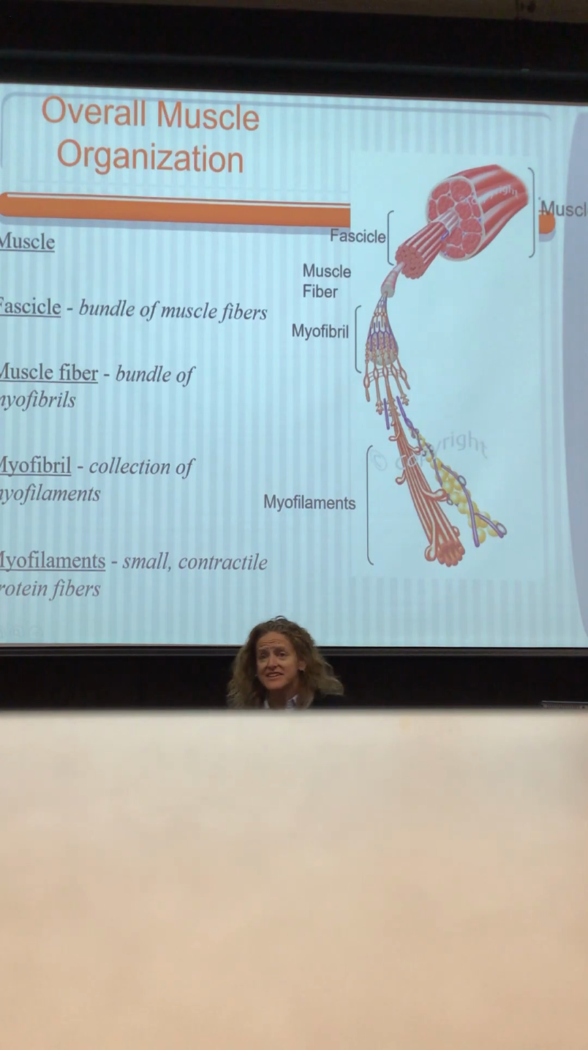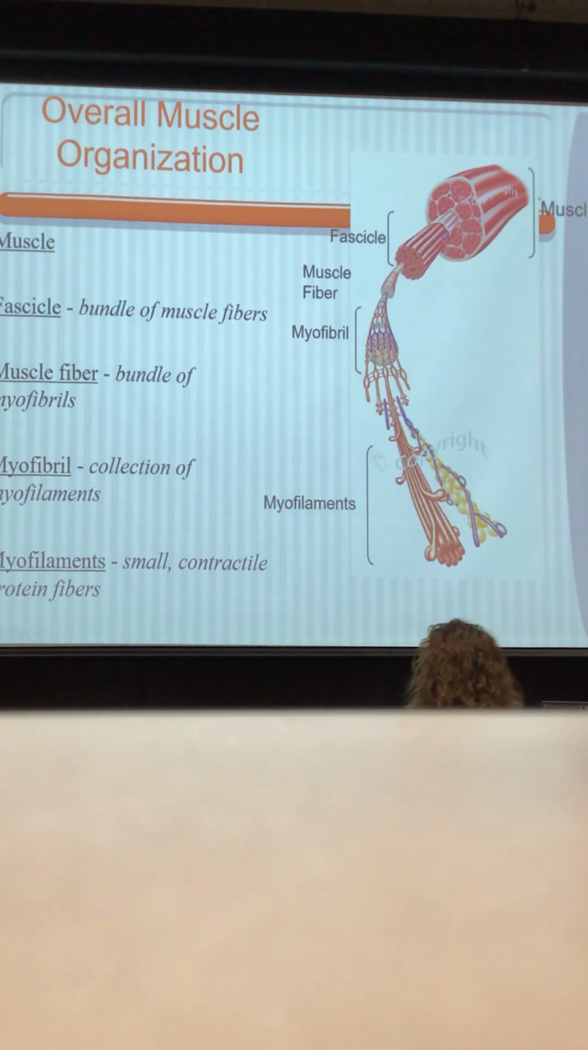I think it's easiest to start big and work your way down. Some people might like to start small and work your way up. Big skeletal muscle is made up of these round segments called fascicles. Each fascicle is made up of muscle fibers. Here's a muscle fiber, here's a muscle fiber. Each muscle fiber is made up of myofibrils, and each myofibril is made up of the smallest, which are the myofilaments.